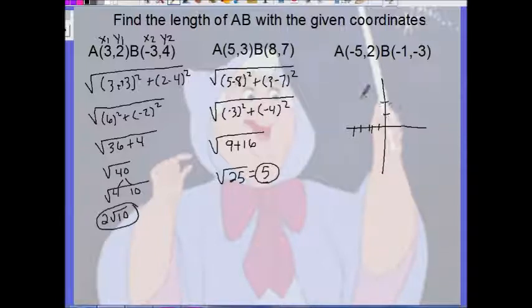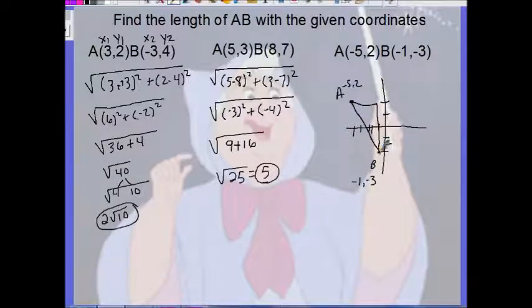So here's point A, which is at negative 5, 2. Point B, which is at negative 1, negative 3. I'm going to connect them. Now I'm going to go ahead and draw in that right triangle, just like how we would derive the Pythagorean theorem.